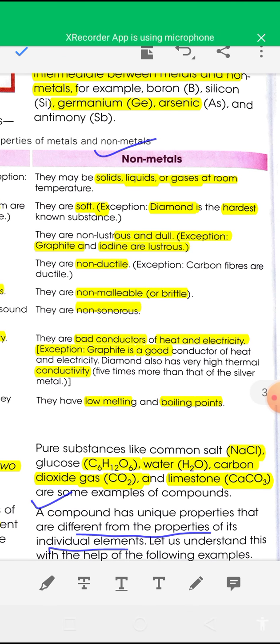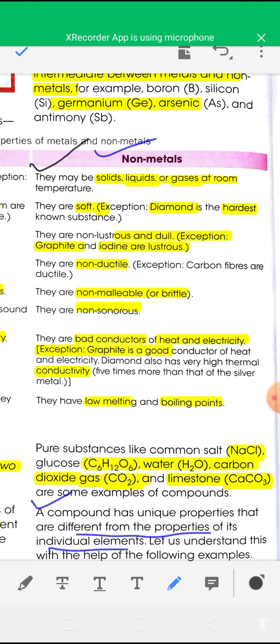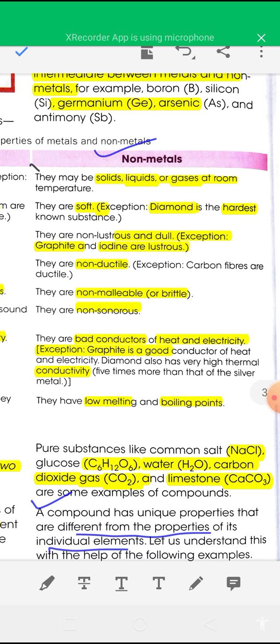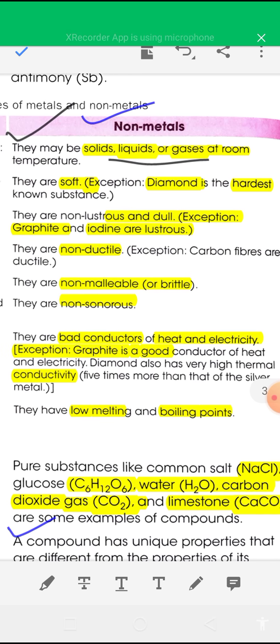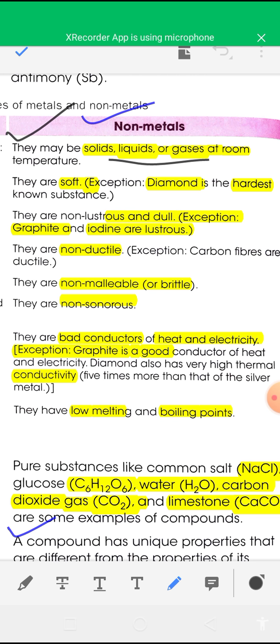Now see the properties of non-metals. Non-metals may be liquid, solid or gaseous at room temperature. Most non-metals are liquid or gaseous at room temperature, and some non-metals, like diamond, are solid. Non-metals are soft. Exception: diamond. It is a non-metal but is very hard. Diamond is the hardest known substance.